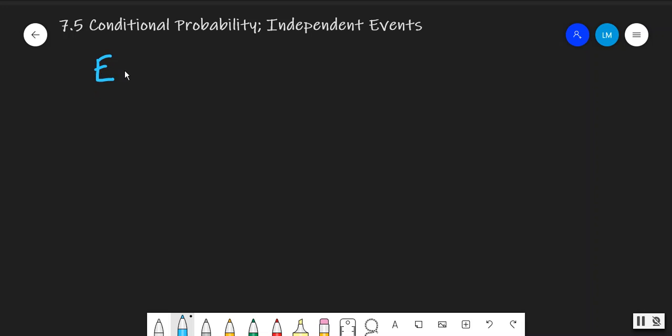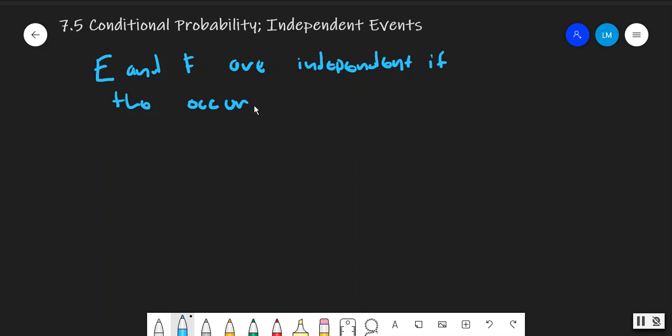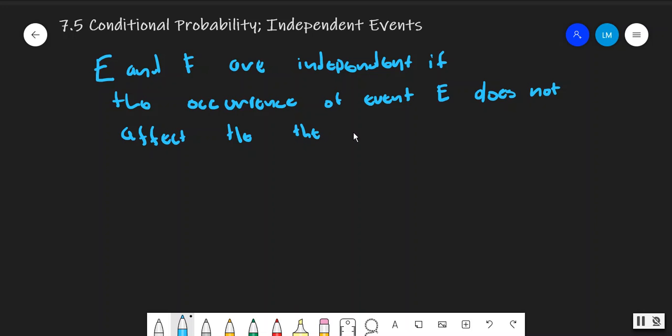So we could say E and F are independent if the occurrence of event E does not affect the occurrence or the probability of event F.